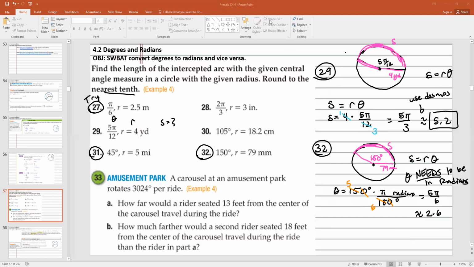Oops. Okay, hold on. I was just finding theta.